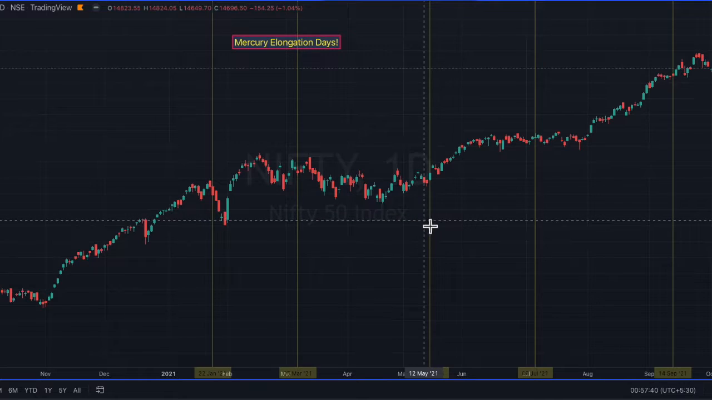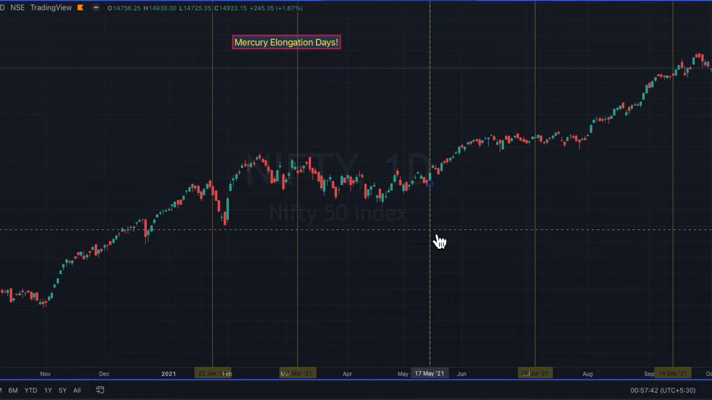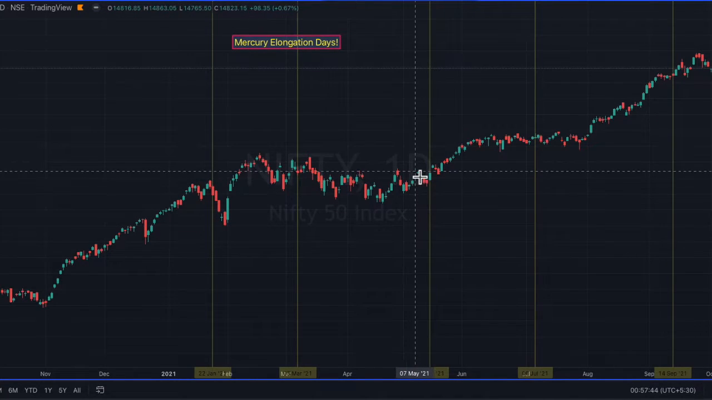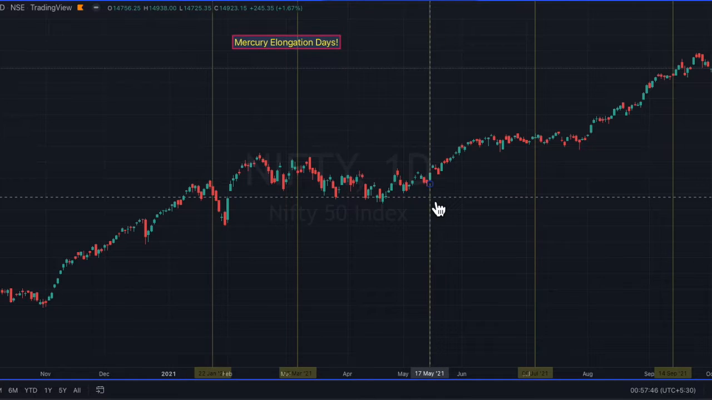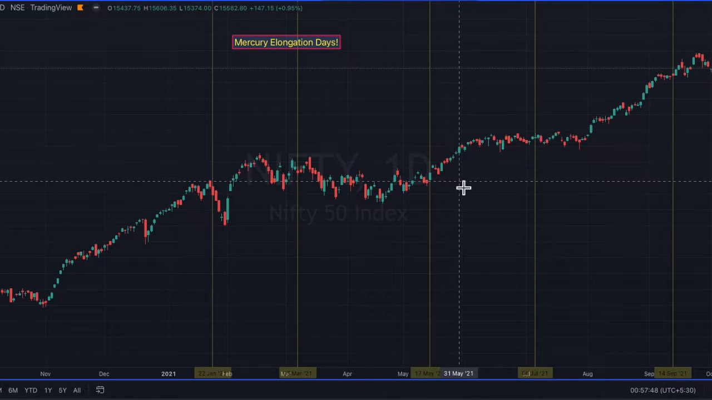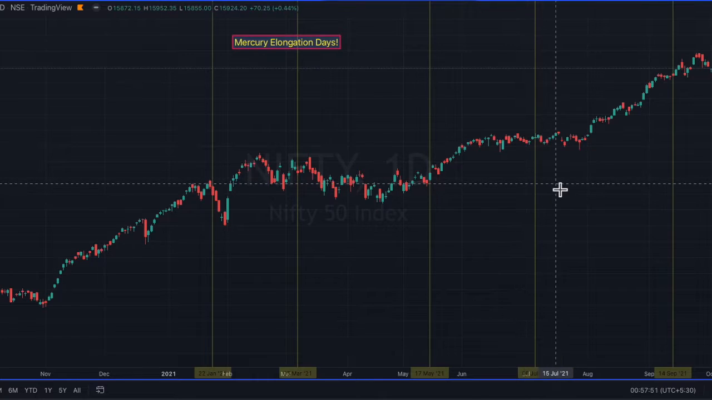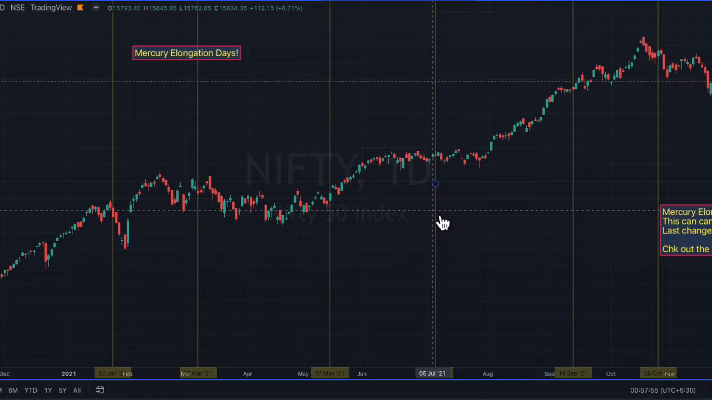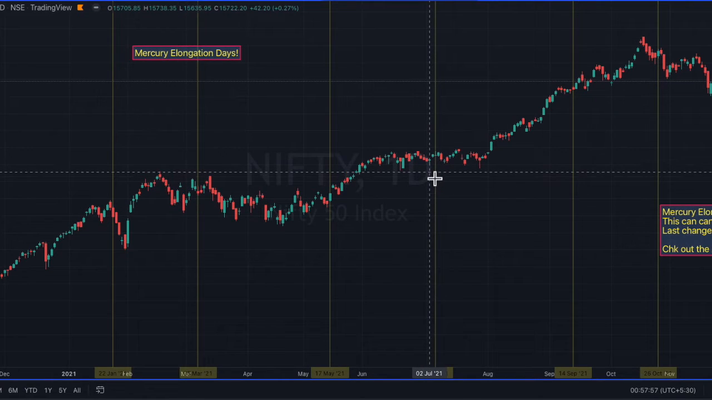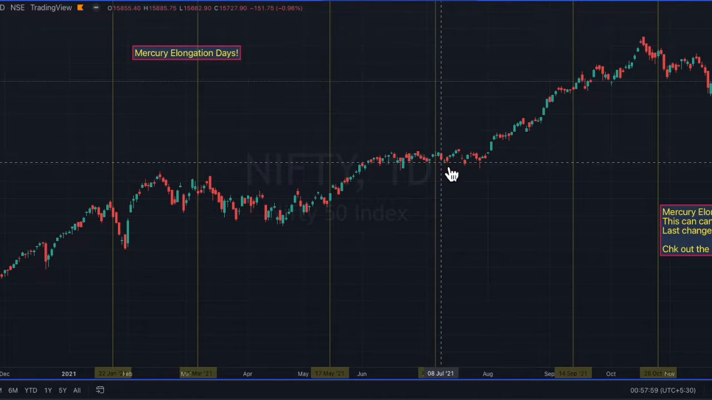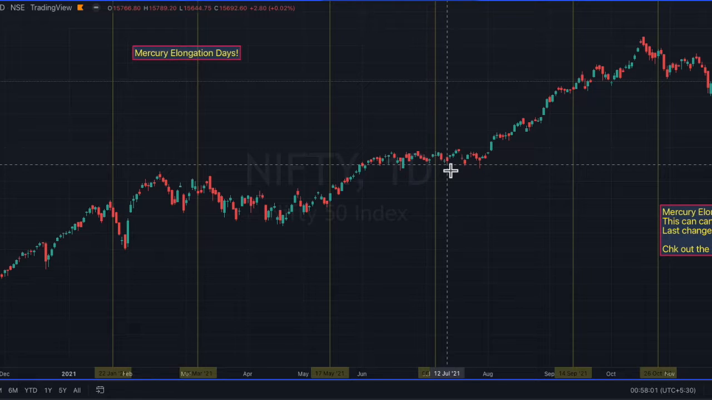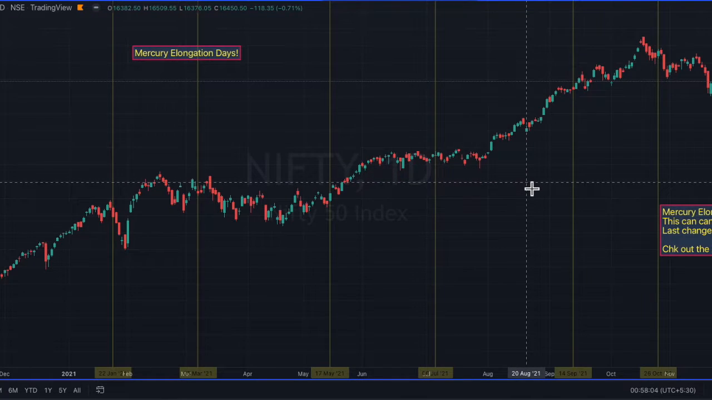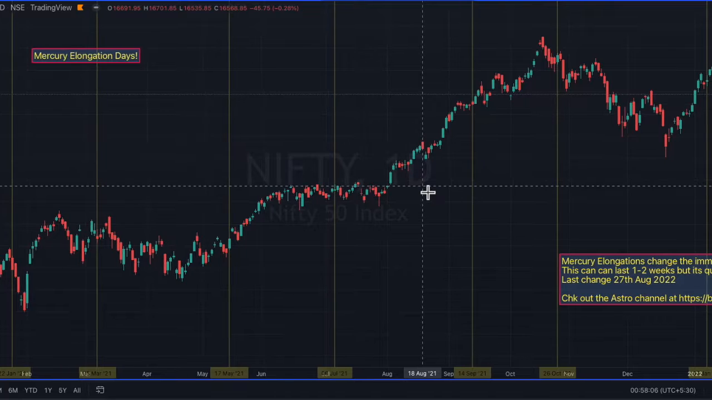Then you see the next date here, which was on the 17th of May 2021. It was correcting, and once the elongation happened, it stopped and started going up. Now, this elongation on 6th of July 21, it was almost going up, it stopped, and then it started correcting for some time. These are very short corrections or short trend changes because Mercury is the fastest moving planet, so the trend doesn't last for long.